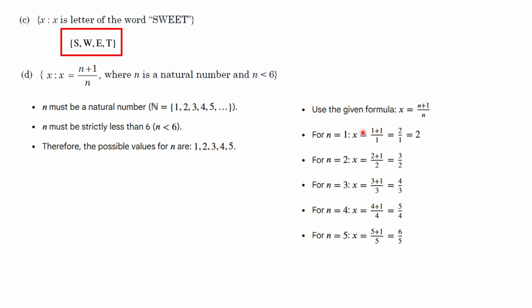So use this formula and substitute n as 1. When you put n as 1, you will get 1 plus 1, 2 by 1 which is 2. When you put n as 2, you will get 3 by 2. When you put n as 3, you will get 4 by 3. When you put n as 4, you will get 5 by 4. And when you put n as 5, you will get 6 by 5. So the set's members will be 2, 3 by 2, 4 by 3, 5 by 4 and 6 by 5.